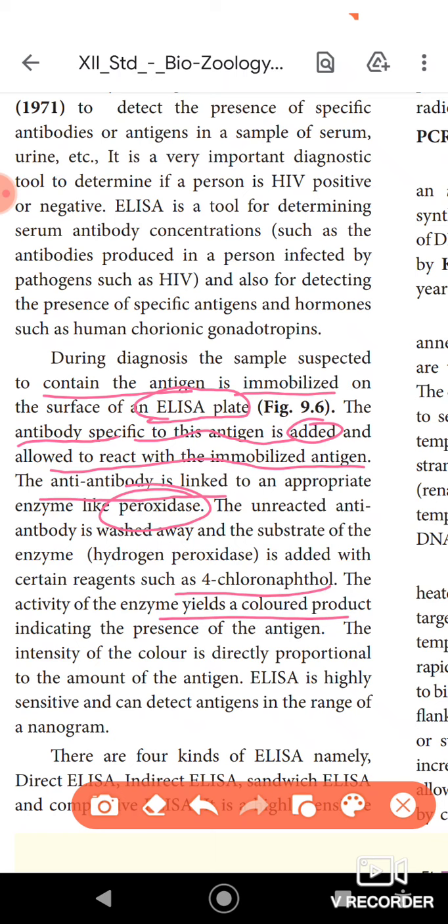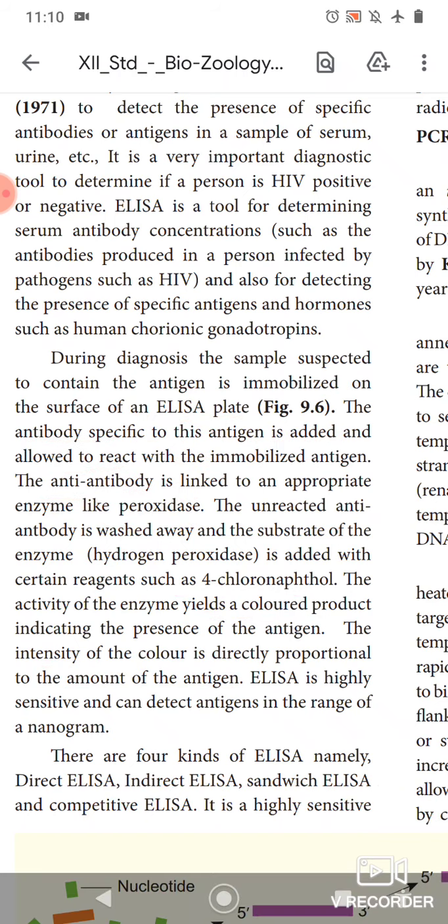So by looking at the color appearance, by looking at the intensity of the color, we can understand how much amount of antigen is present in the particular sample. So this is a way to detect the presence and intensity of the antigen in the particular blood sample.